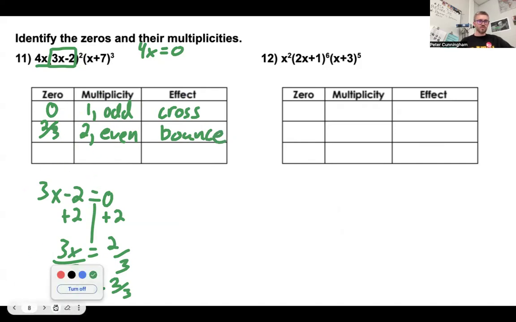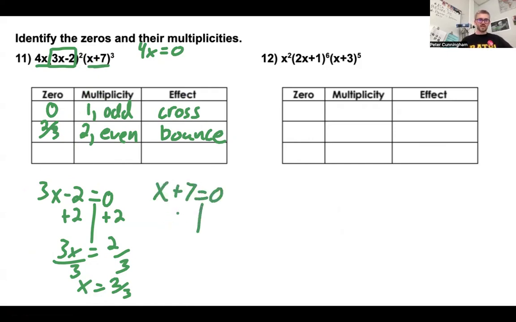And then when you got your one-steppers here, x plus 7, right? I'm cool with you just eyeballing that, but I will show you where this answer comes from, right? Because we're saying what is the x value when y equals 0. So our x is -7. We have a multiplicity of 3, which is odd, which means we would cross there.